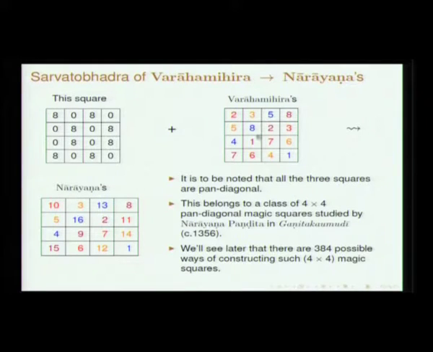This magic square of Varahamihira, when it is added with another square like this, you will get this. In fact Narayana considers in great detail the elements 1 to 16 and how you fill this magic square, and what are the various ways in which it can be done. We will show a little later, as I was mentioning. It is only 384.